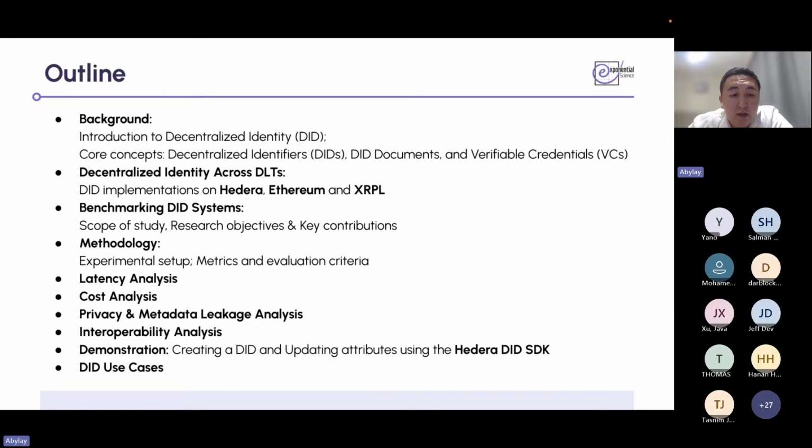And after that, we'll have a short demonstration. I will show you how to create your decentralized identifier and update your identity attributes using the Hedera SDK. And at the end, we can discuss together some use cases for DID. You can also share your thoughts on how this technology could be used.